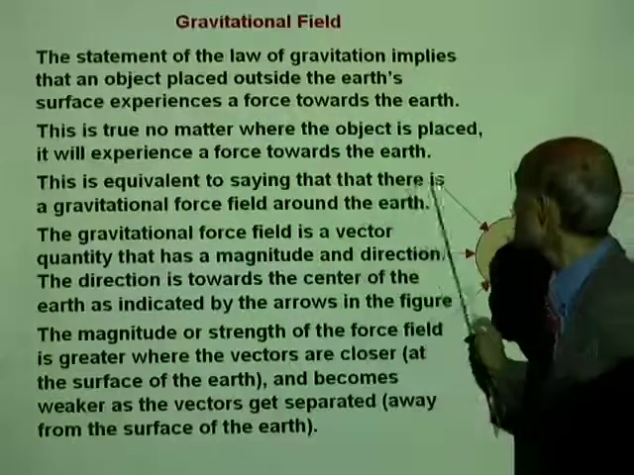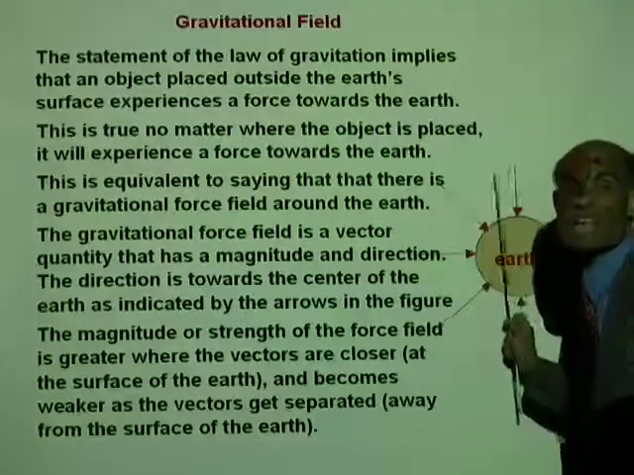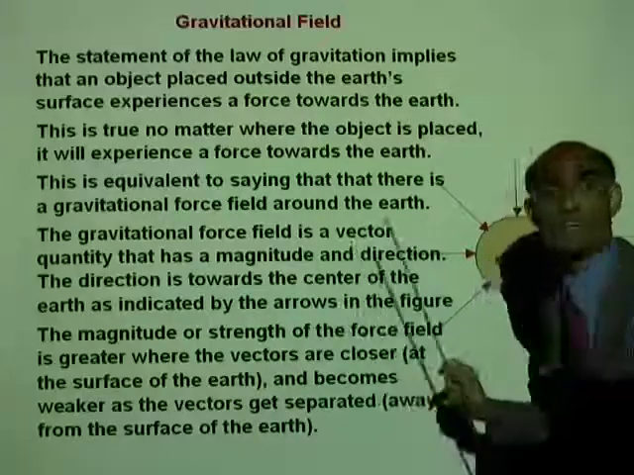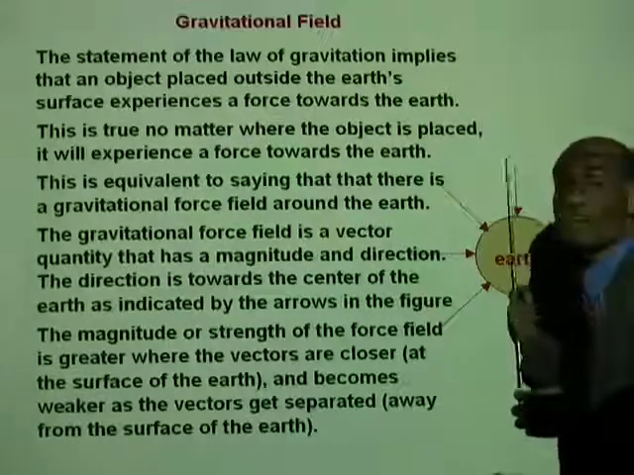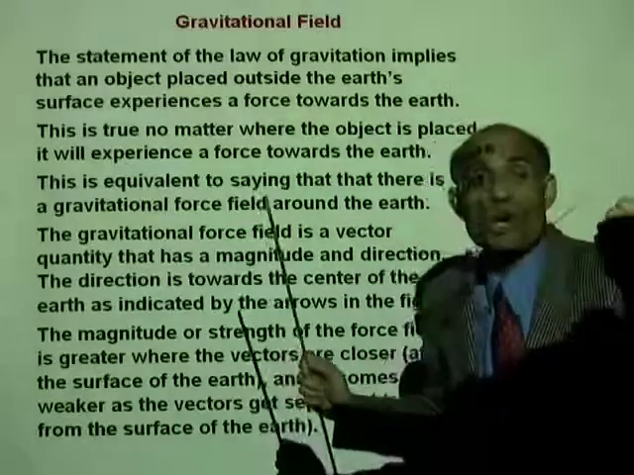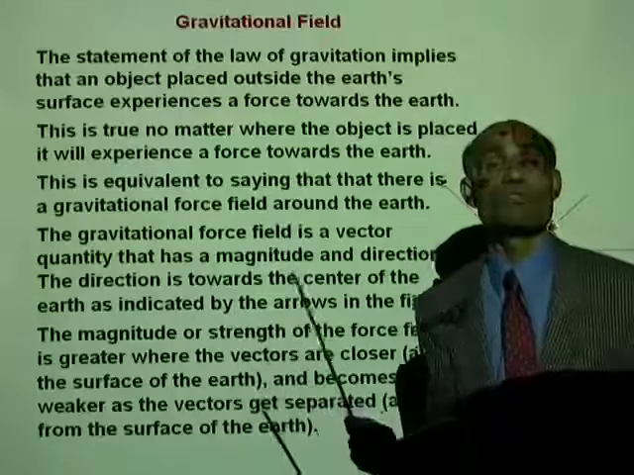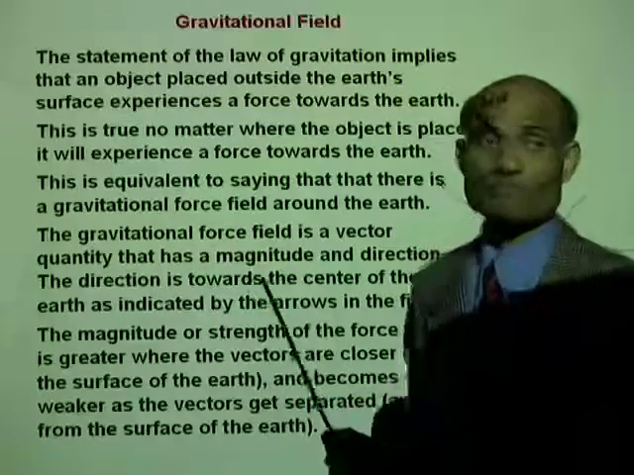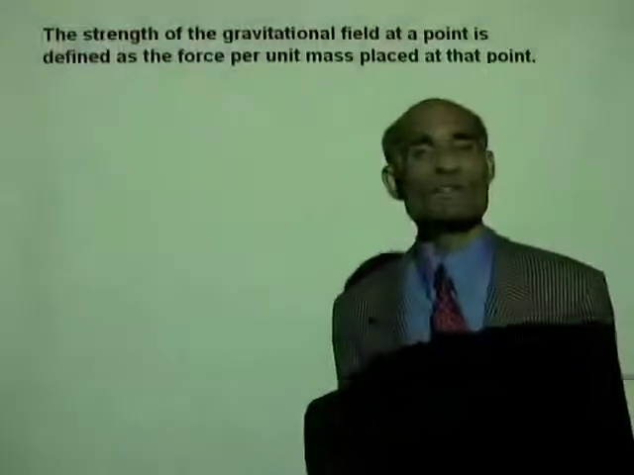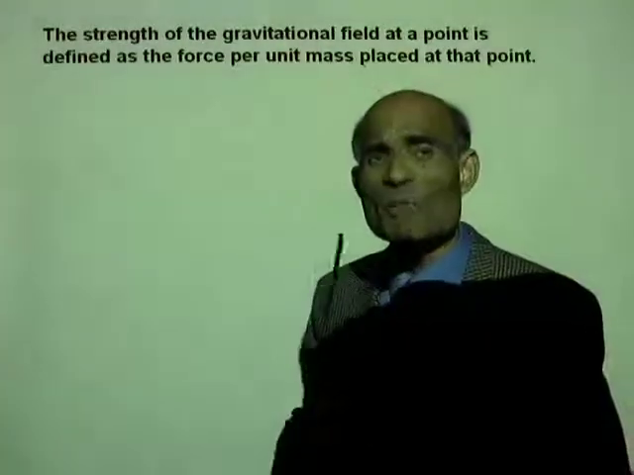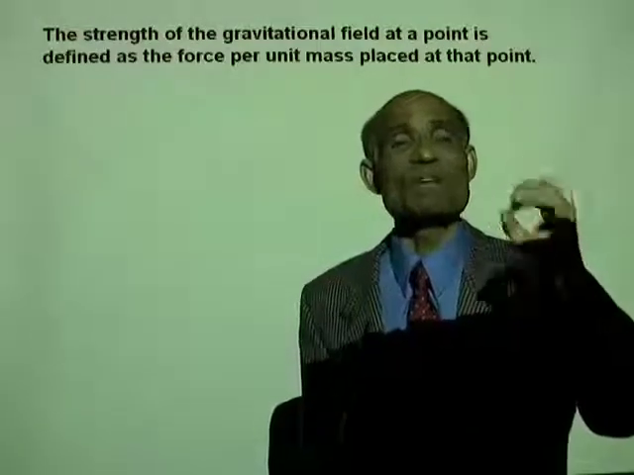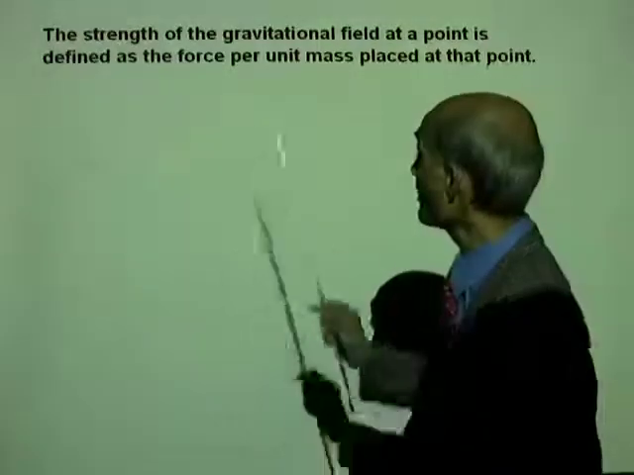So the distance between these lines, which can be called field lines, indicates how strong or how weak the force field is. Well, there is a definition for the strength or the magnitude of the gravitational field at a point. It's a standard definition. Now I want you to learn this.